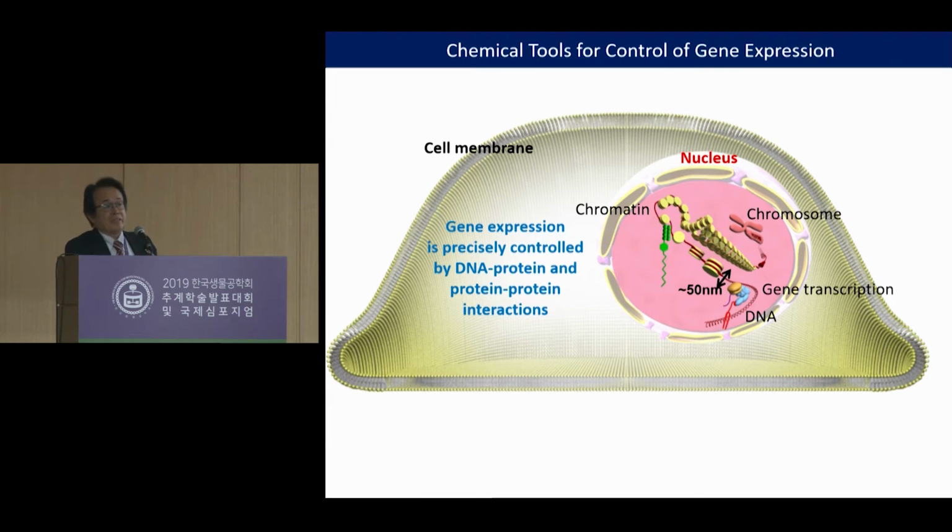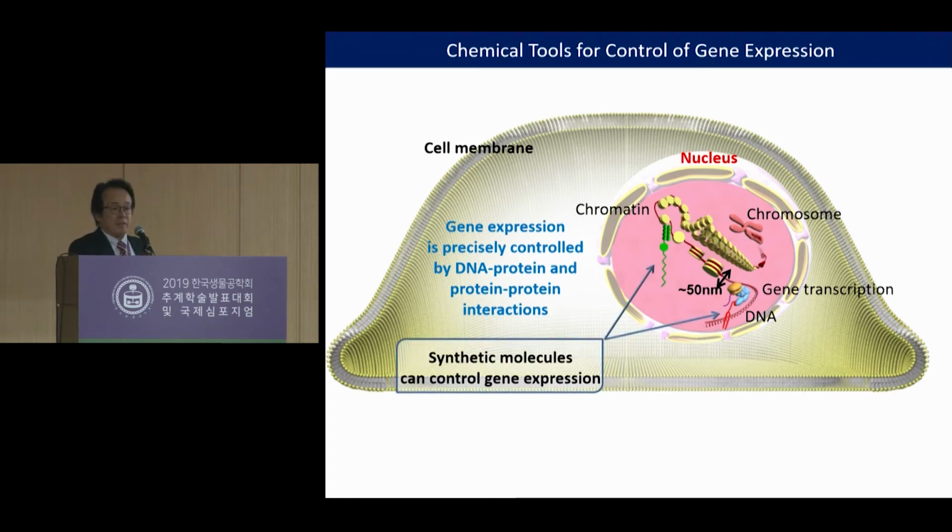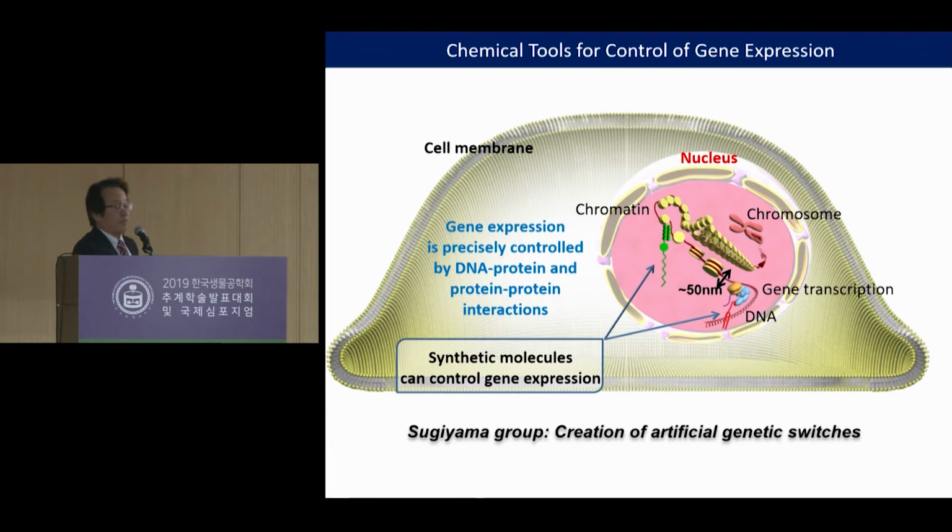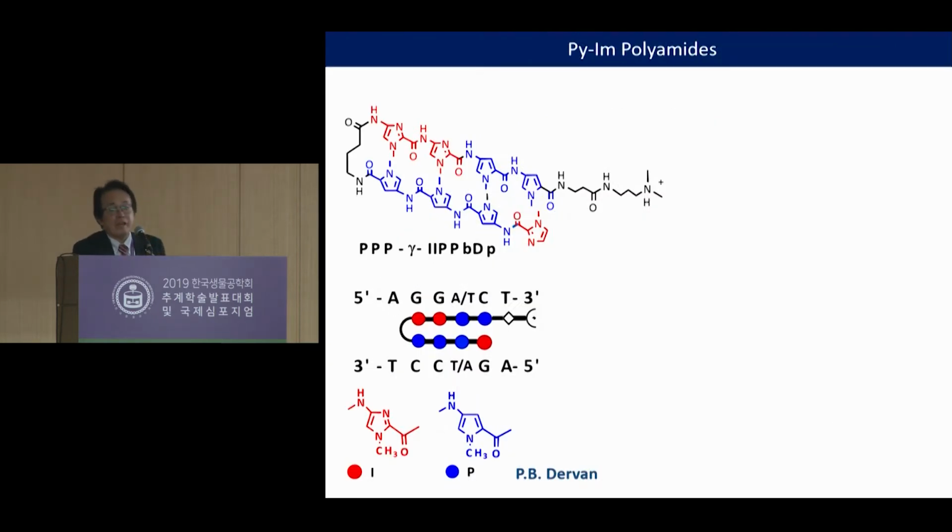So it would be nice if we can design a molecule which can control DNA gene expression on demand, and therefore our group is focusing on the creation of an artificial genetic switch based on chemical synthesis and molecular biology. The molecule we are interested in as a building block of the artificial genetic switch is the pyrrole-imidazole polyamide developed mainly by Peter Dervan at Caltech.